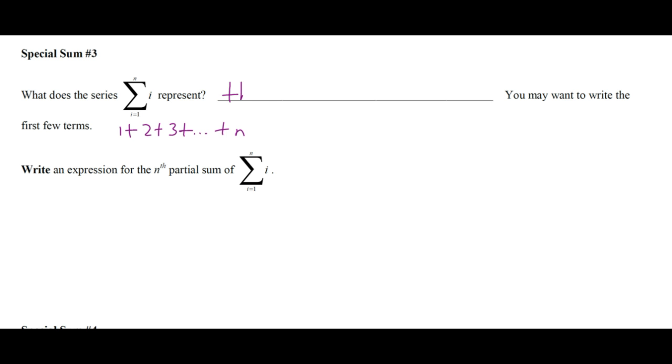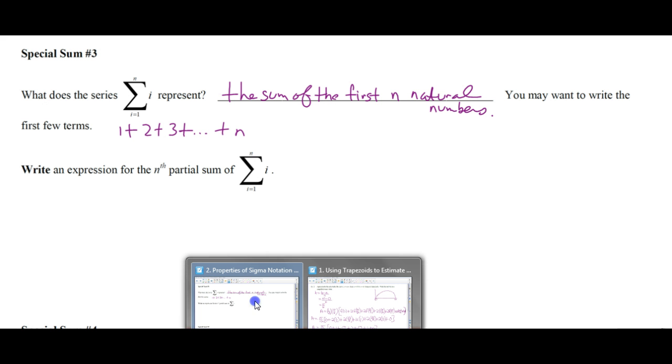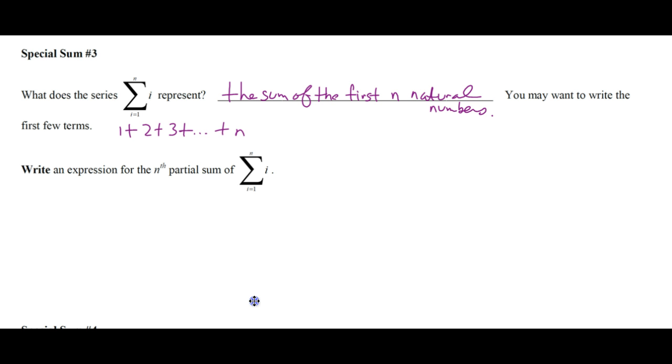So this is the sum of the first n natural numbers. Okay, so the sum of the first n natural numbers. Write an expression for the partial sum. Okay, so we give this to you, and it is n times n plus 1 over 2.